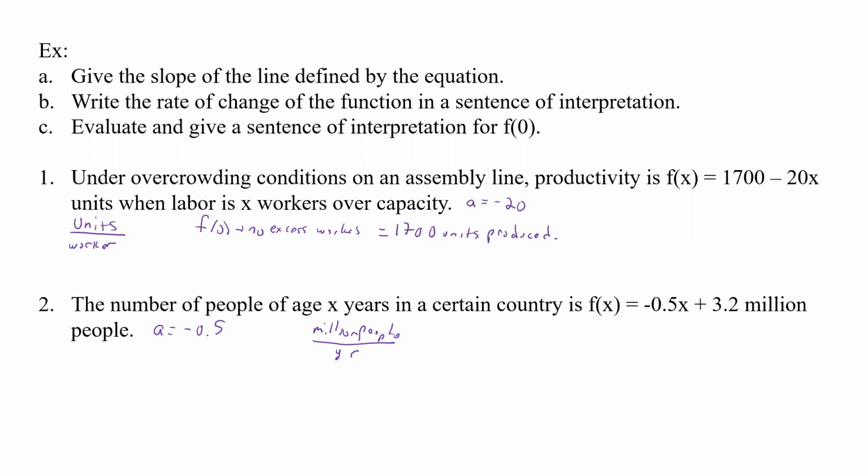And so what are we basically looking at? The number of people is basically decreasing by 0.5 million per year. Okay, so there's probably that many people dying per year is what it's going to be.